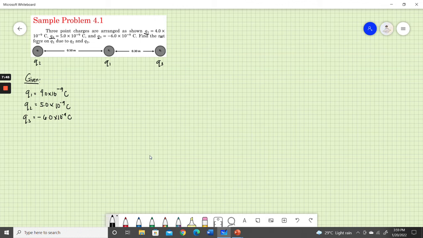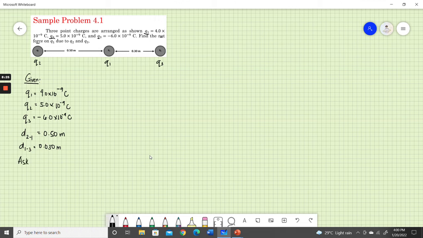Moreover, because of the picture right here, we also know that there are two distances. So we have the distance between 2 and 1, which is equal to 0.50 meters. We also have the distance between 1 and 3, which is equal to 0.030 meters. Okay, so now we have written all our givens.